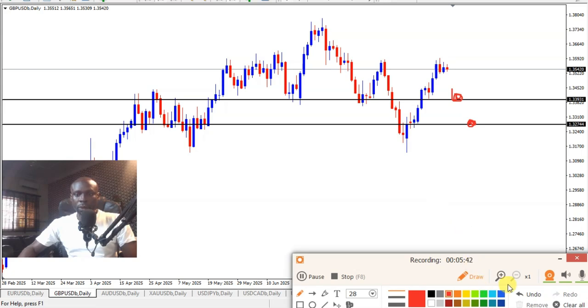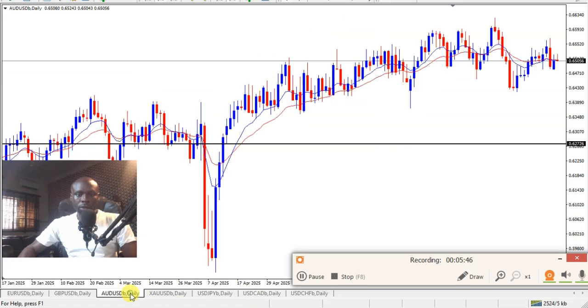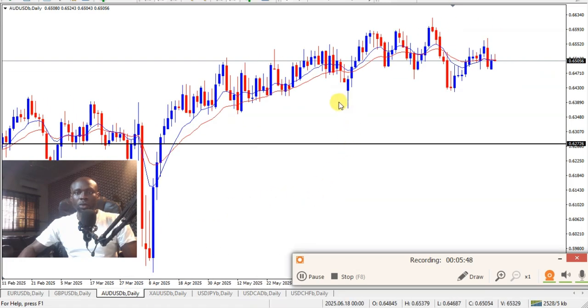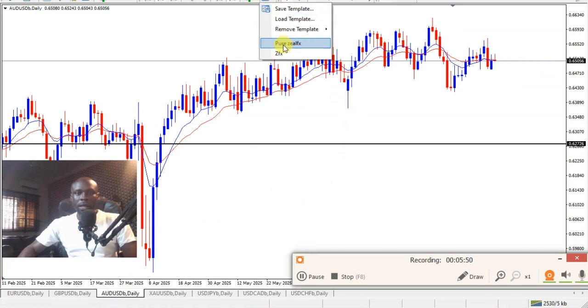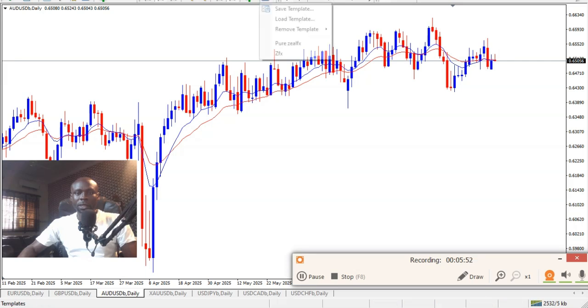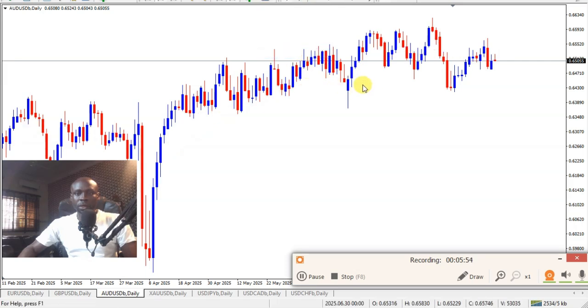So let's continue with our analysis. Let's look at our next pair, which is the AUDUSD. AUDUSD on my daily chart still has a downtrend structure.